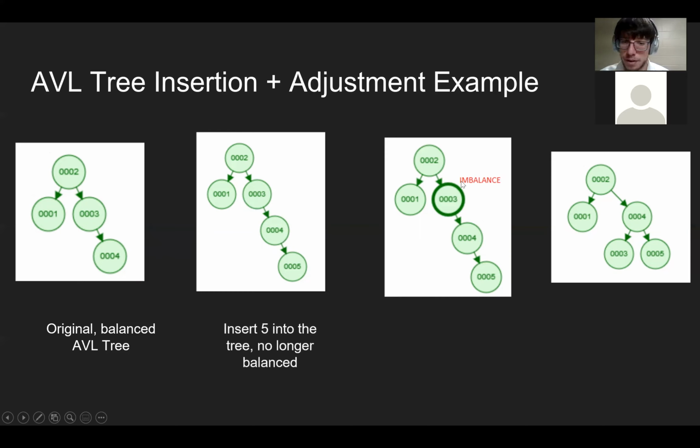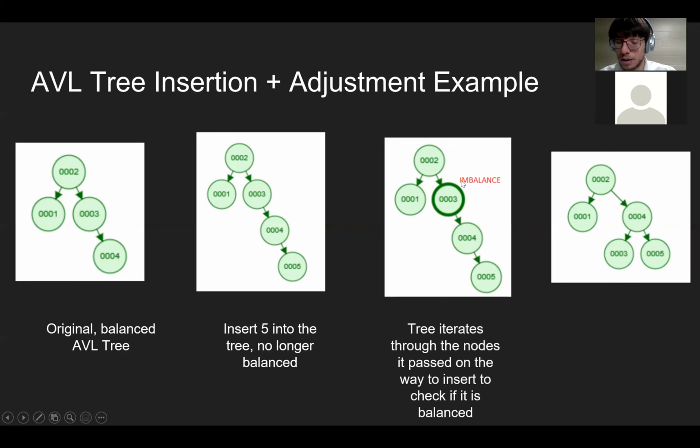So we inserted 5, it's no longer balanced. So we iterate all the way. The way an AVL tree rebalances is it starts where you inserted, and it's going to work its way back up and find the imbalance if one exists. And it finds this imbalance at 3.